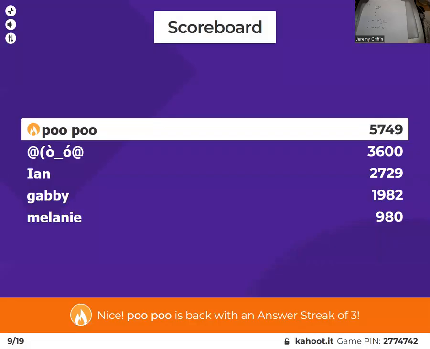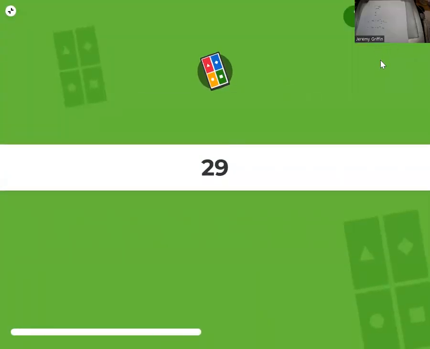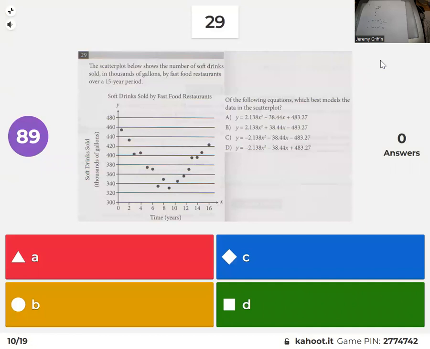Who got the points? Oh, Pooh on fire. Extending the lead.